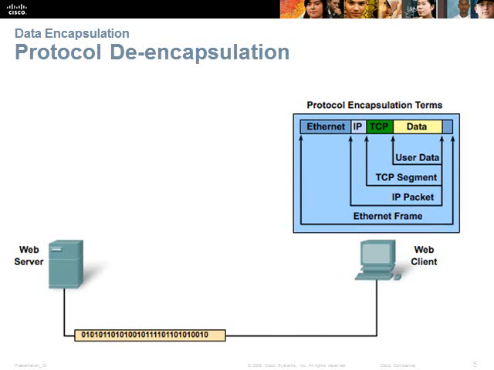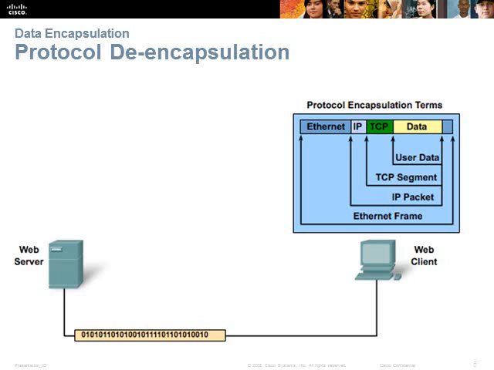Now on the other end, once that web client gets these ones and zeros, they reassemble this frame and they start to take it apart piece by piece. They look at the Ethernet portion, they look at the frame parts. Is this my MAC address? Is this destined for me? Yes. Then I'm going to strip that frame header off.